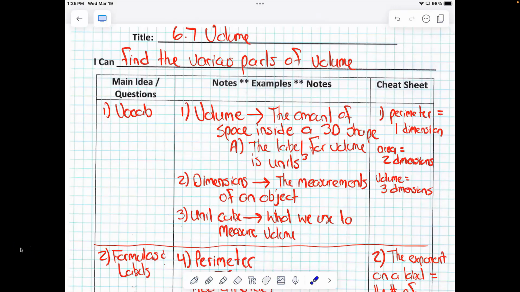Did we just finish volume? Yes. Can you find volume? Yes. Here we go. What is volume? Volume is the amount of space inside a 3D shape. It's got to be a 3D shape though, right? Yes. The label for volume is units cubed, or units to the power of 3, right? Yes. Is a unit cubed the same as units to the power of 3? Yes. Why is there a 3?